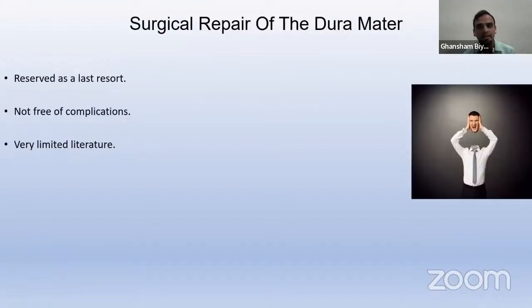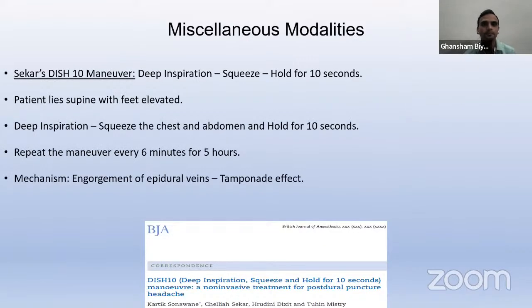Understandably, it is reserved as a last resort, and I didn't find any case series or RCTs on this one. There are few case reports where the patient didn't respond to 2 or 3 epidural blood patches, and they were taken up for surgical repair of the dura mater. But there is very limited literature, making me unable to comment on this one.